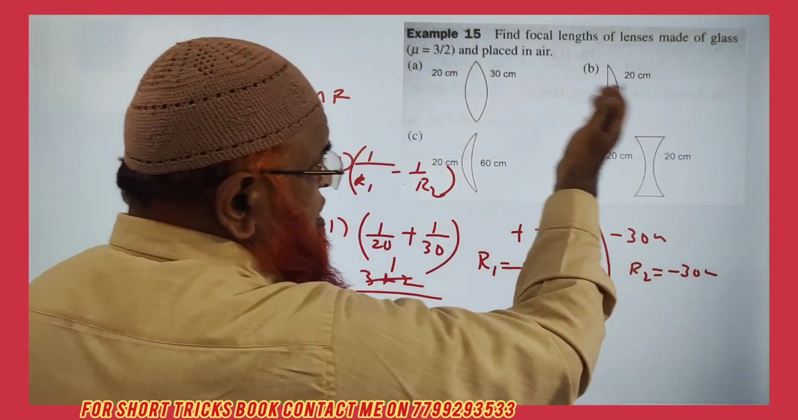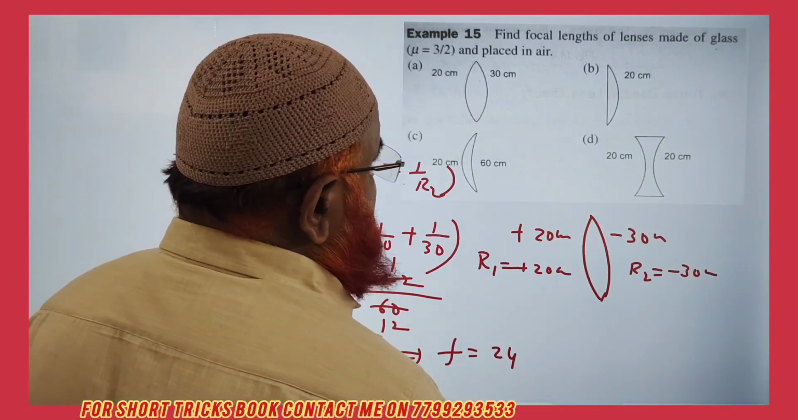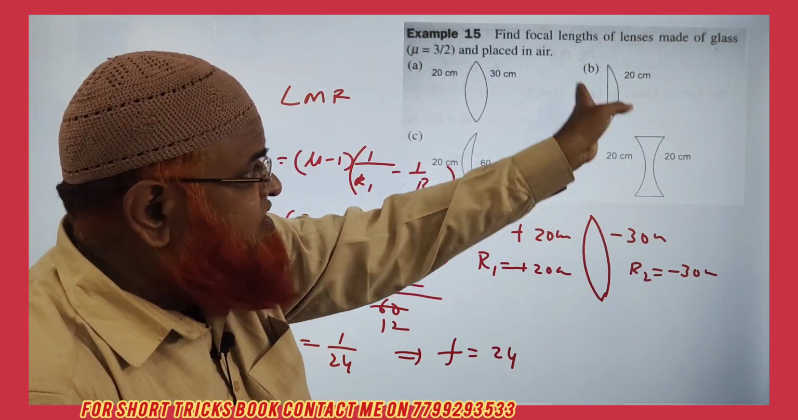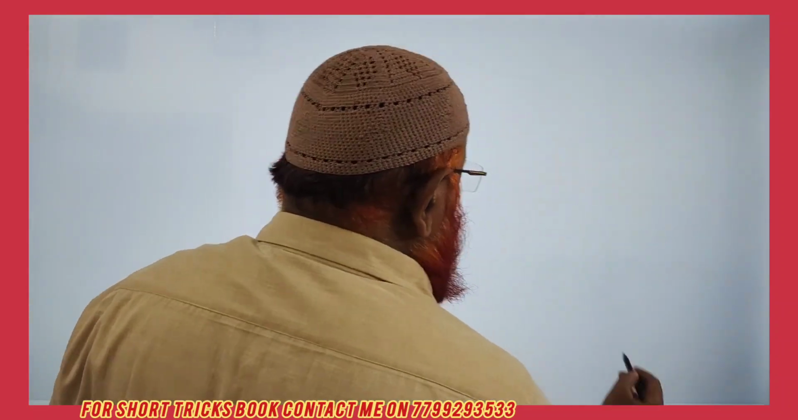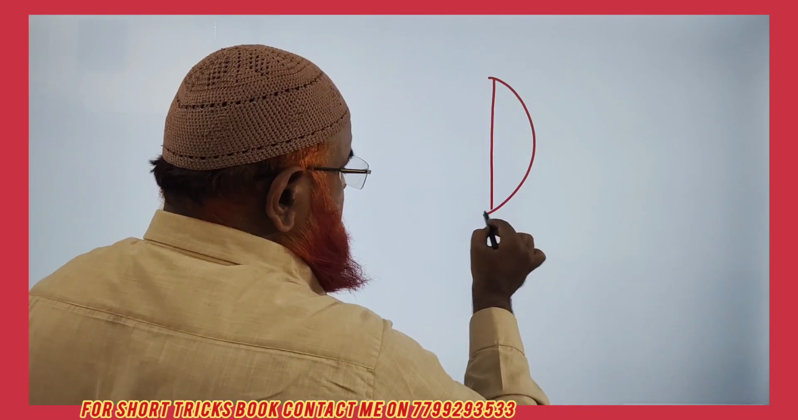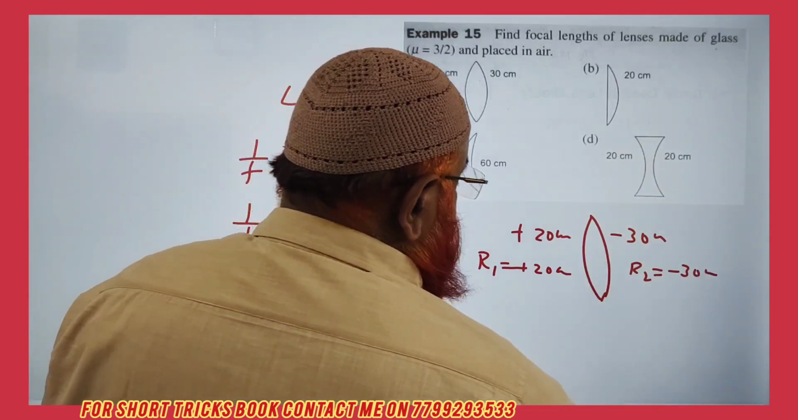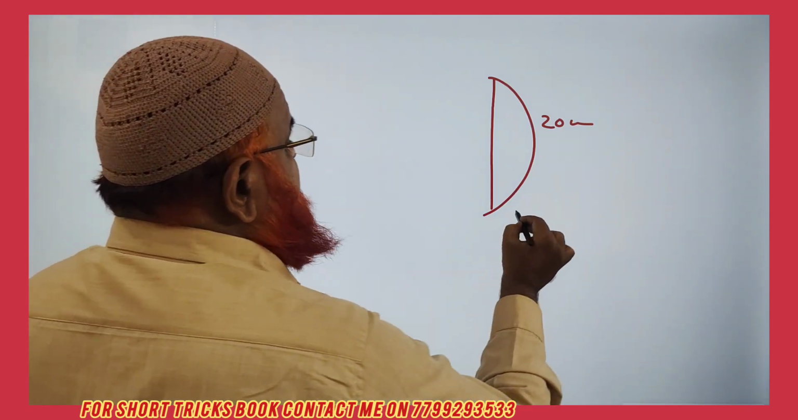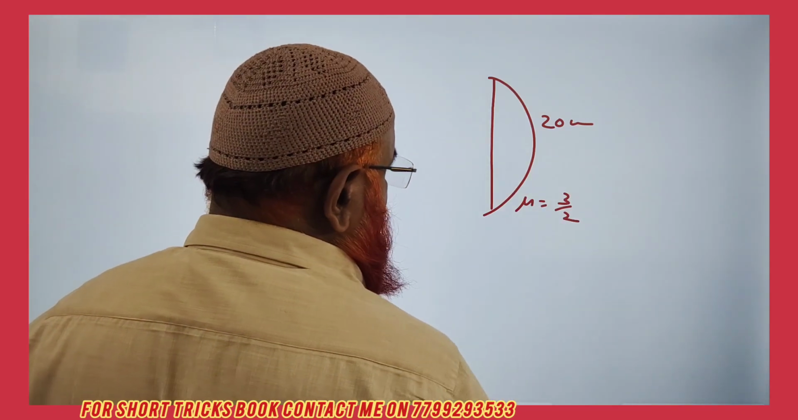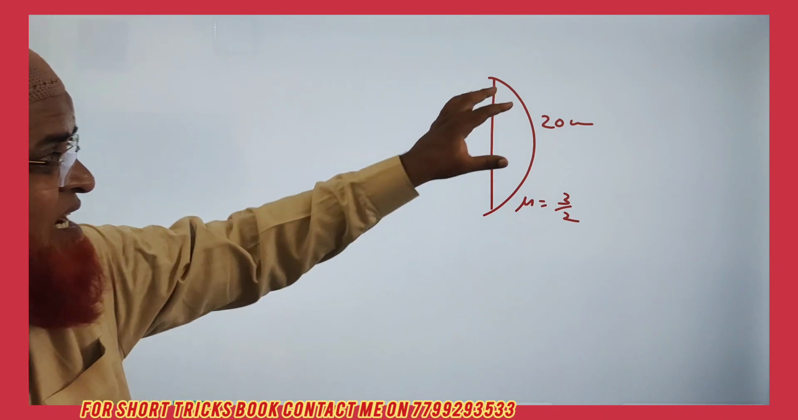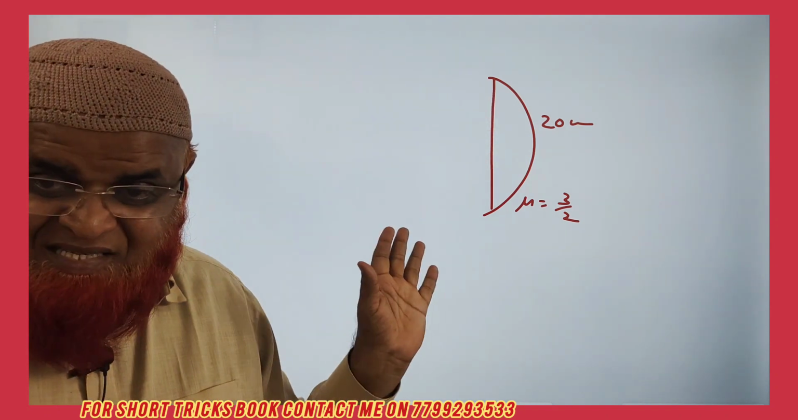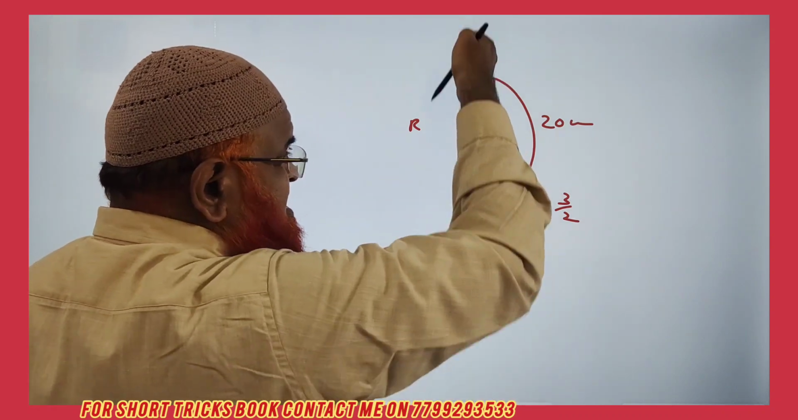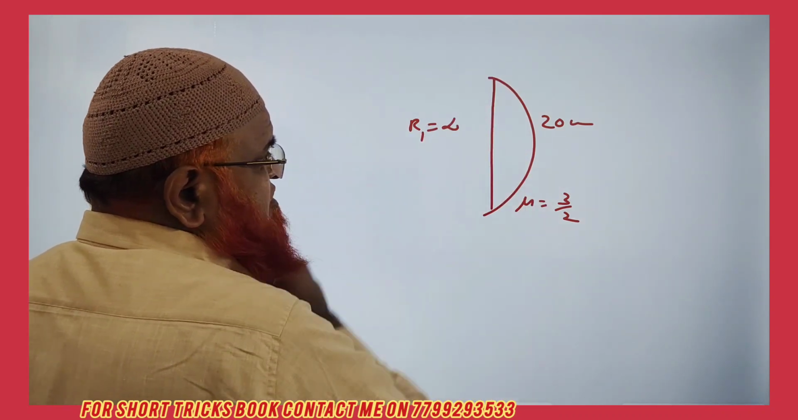First problem. This is a combination of 4 problems. Then what is the next problem? A plano convex lens. This is a plane surface, and there is a convex surface. 20 centimeters is given here. The refractive index is going to be 3 by 2, constant. He is asking us to find the focal length of this type of lens. How can you find it? The same formula. Here, the first curvature is a plane, so R1 is going to be infinity.